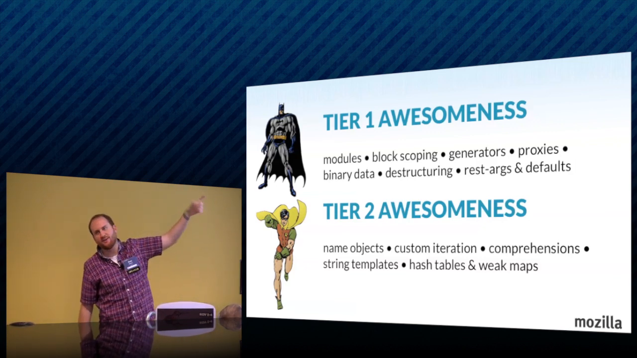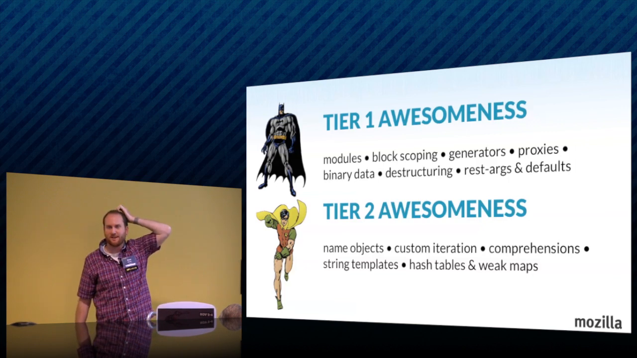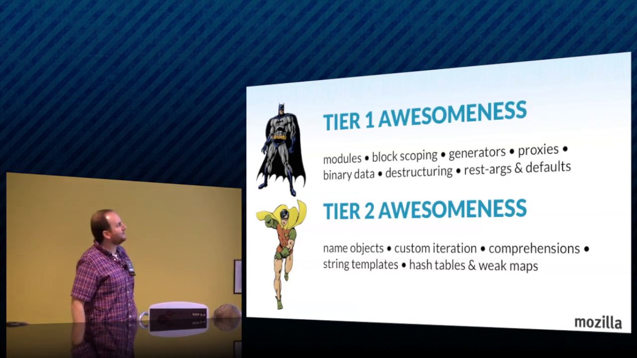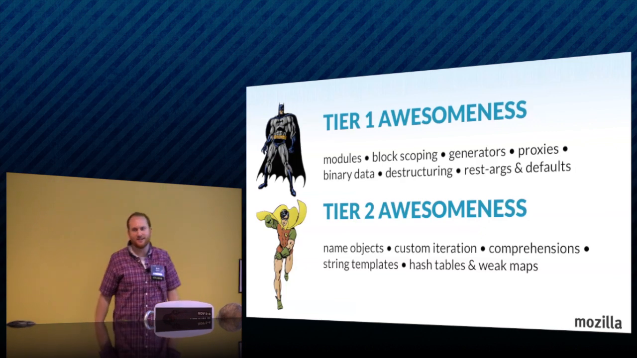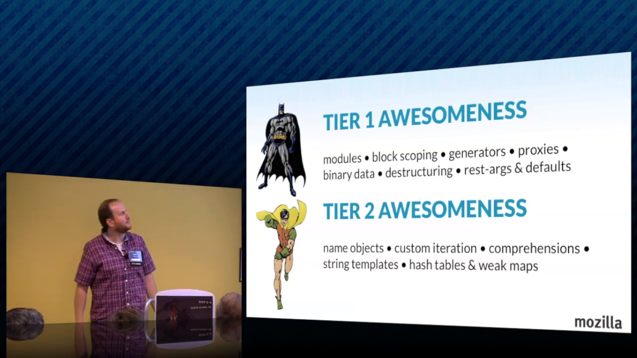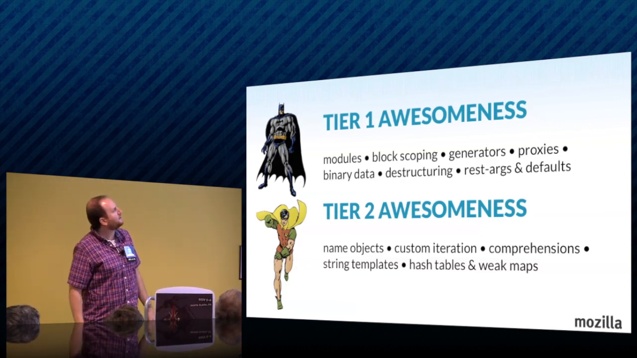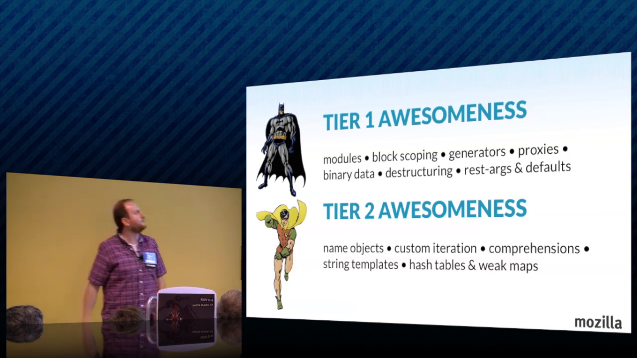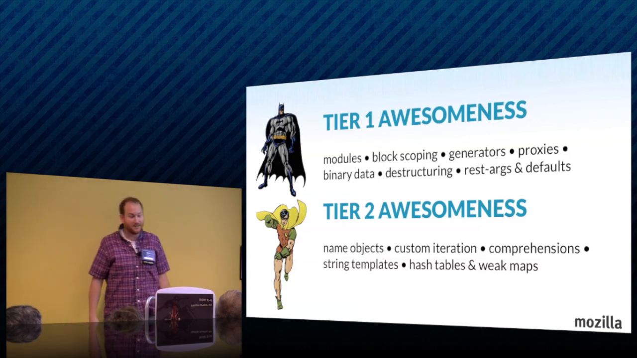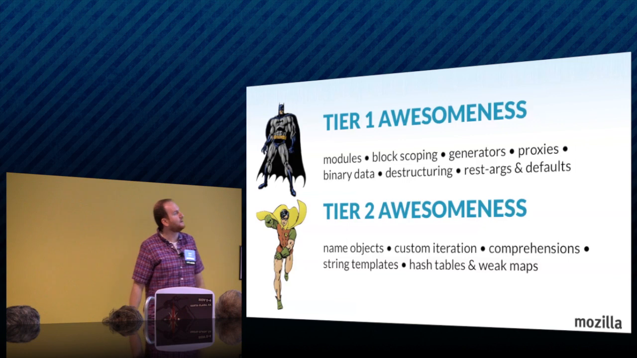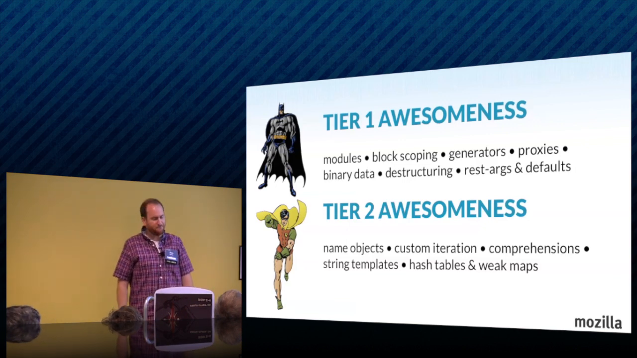There's going to be a lot of code on these slides, so I hope everybody's had their coffee. You may start to go cross-eyed at some point, and that's OK. We're going to talk about modules, block scoping, generators, proxies, binary data, finally, destructuring, rest args, and defaults.